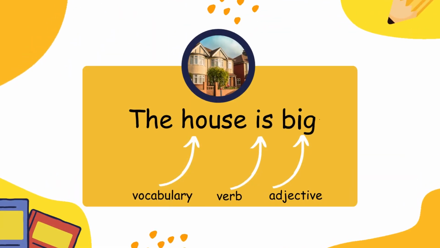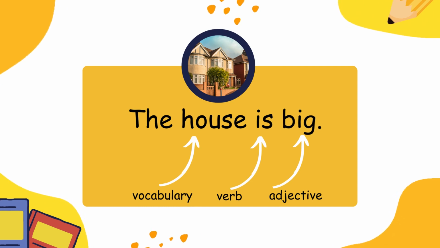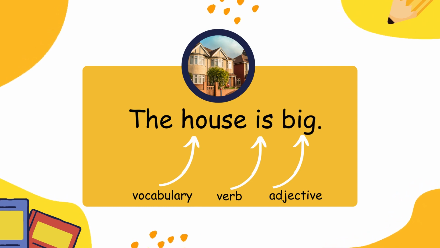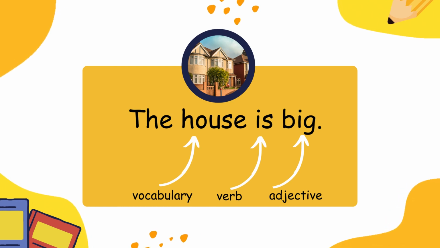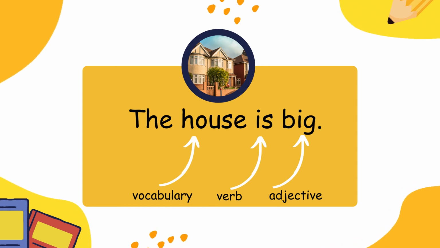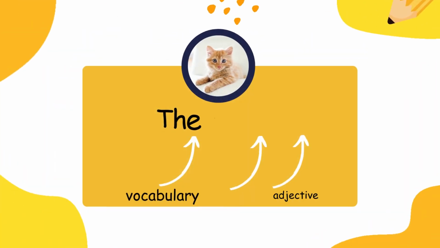So here is our first sentence. I've taken the house from the vocabulary, is from the verb to be, and big as an adjective. The house is big. Why did I use the form is instead of are or am? Because the house is singular and it's also it. It could be replaced by the pronoun it, which is used for objects, places, and even animals.